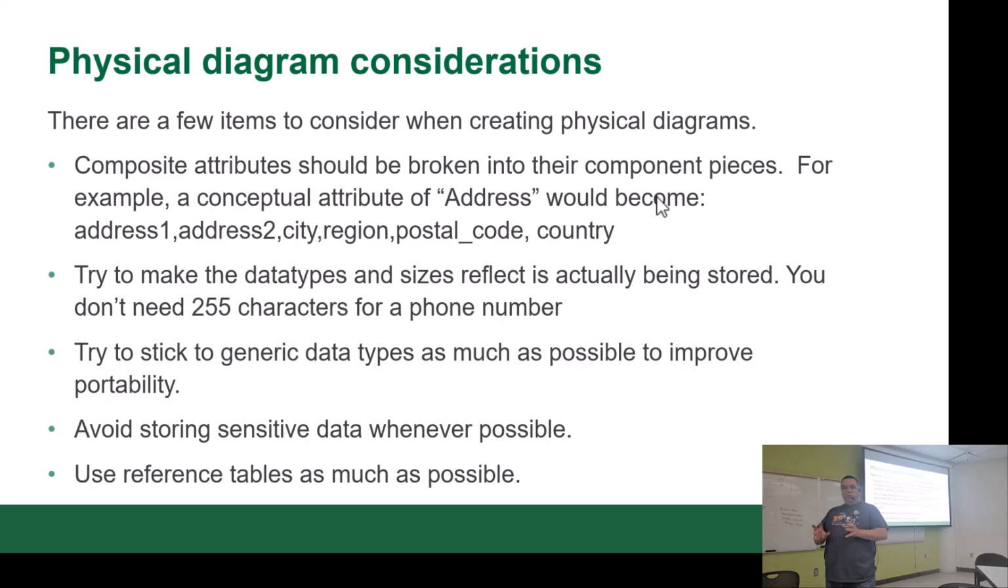Okay, so physical diagram considerations. When you're creating physical diagrams, these are the things you should consider. Composite attributes should be broken down into their component pieces. Remember last week I talked about addresses and how that's a composite attribute where it's made up of multiple things. So an address should be broken down into its component pieces, which would be address 1, address 2, city, the region, whether it's a province or state or whatever, postal code, country, and depending what part of the world you're in, you may actually have some extra pieces.